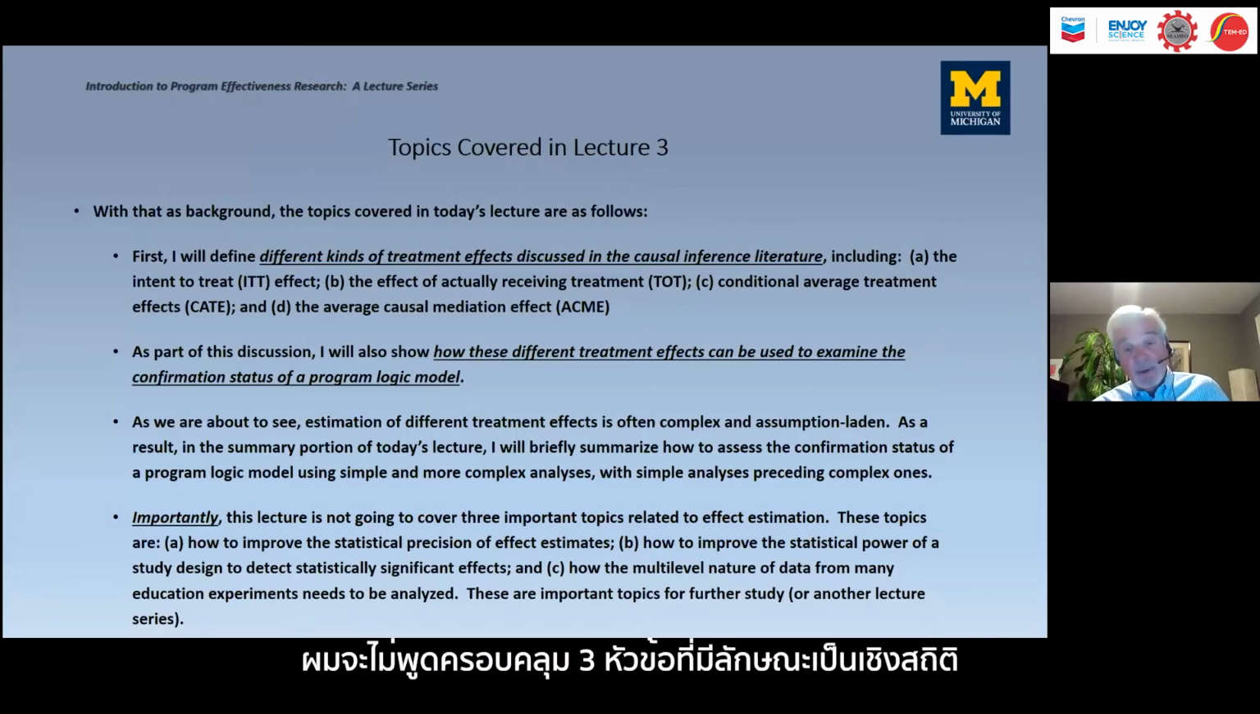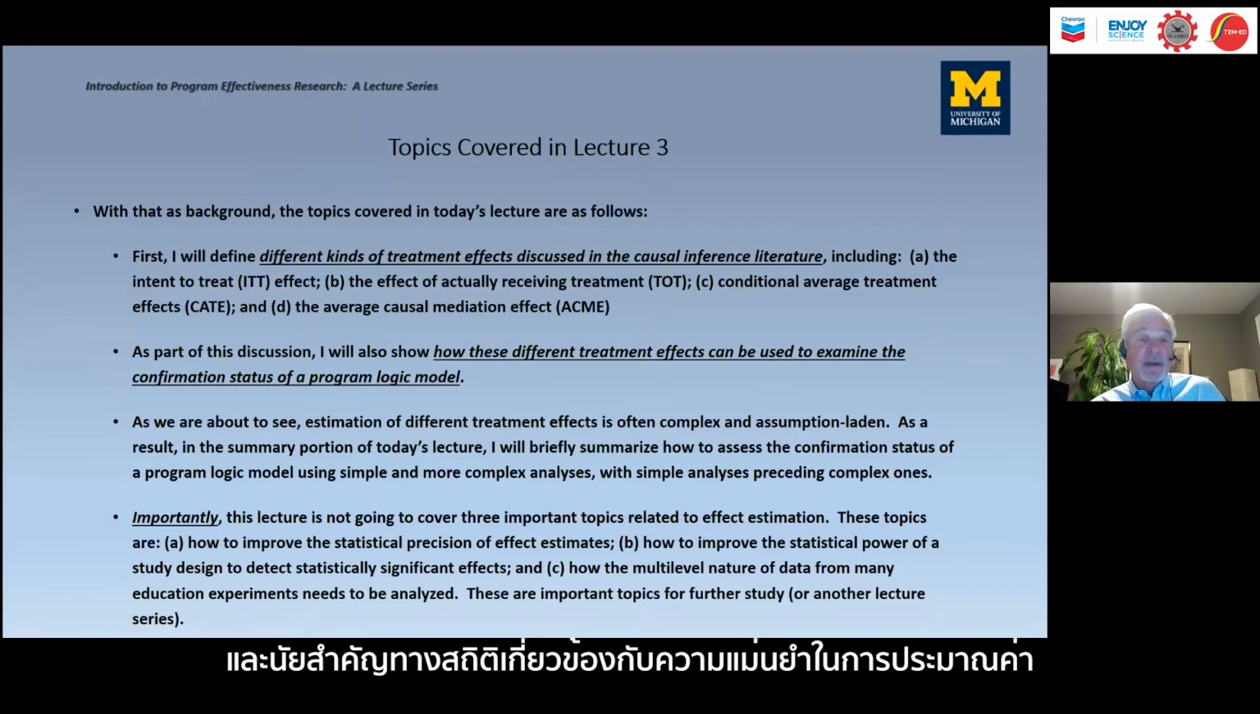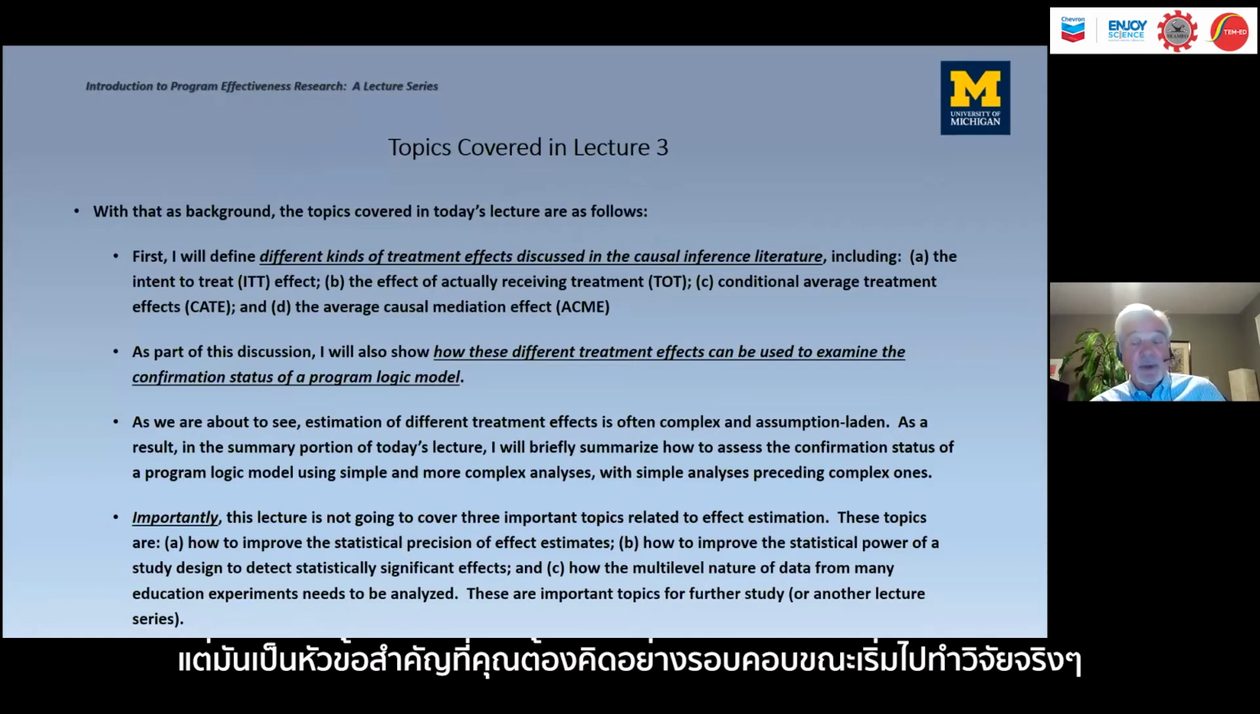Importantly, and this is important, I am not going to cover three topics that are statistical in nature and related to the estimation of these effects. So one is, whenever you estimate an effect, you're probably going to try to see whether or not it is statistically significant. And statistical significance involves precision in estimation. And I am not going to talk about how to improve the precision of these estimates, but it is an important topic that as you move to actually doing research, you need to think carefully about.